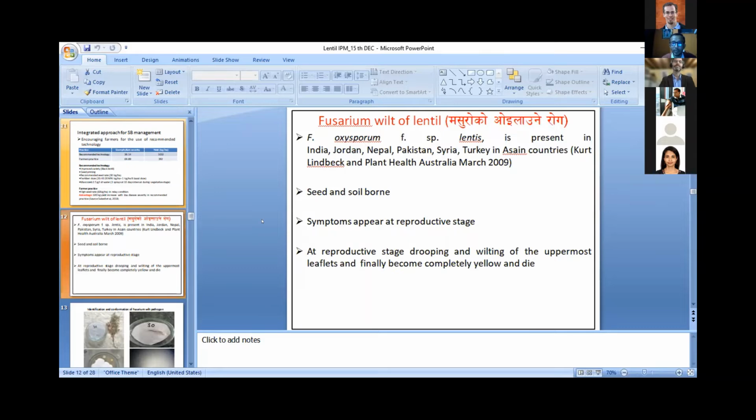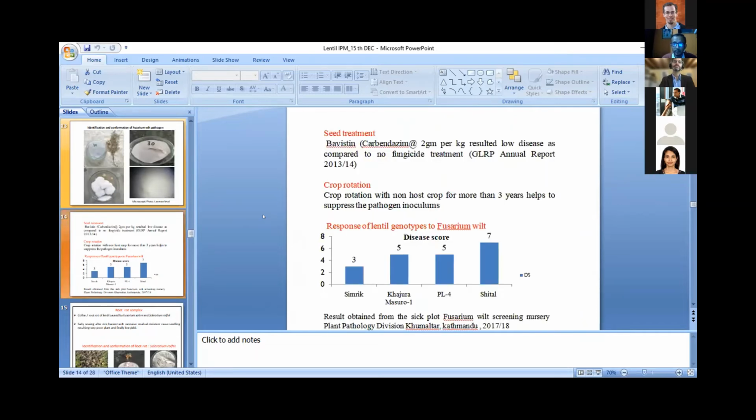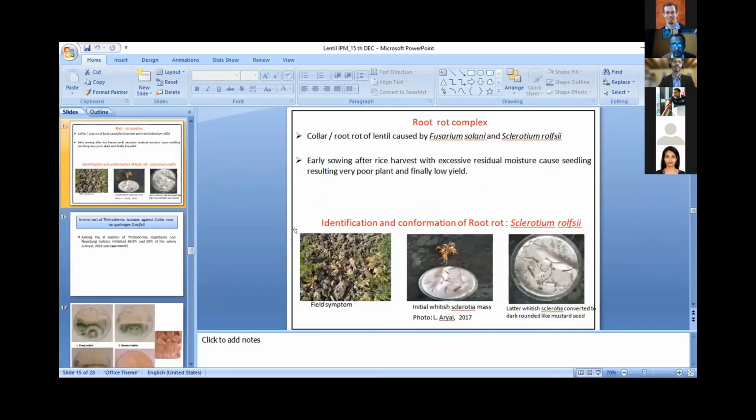And this is Fusarium wilt. We are working on this also. And this is how we identify the disease in lab condition. As it is a soil-borne disease and seed-borne disease also, we are working on seed treatment, crop rotation, and we are also identifying sources of resistant genotypes for this disease.